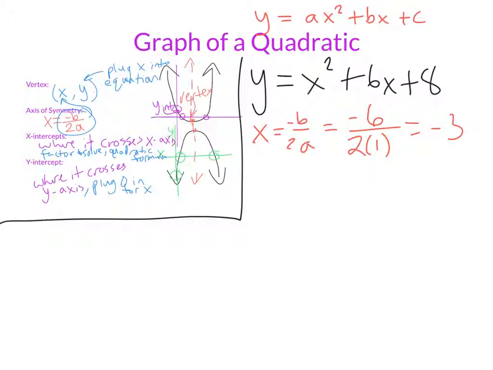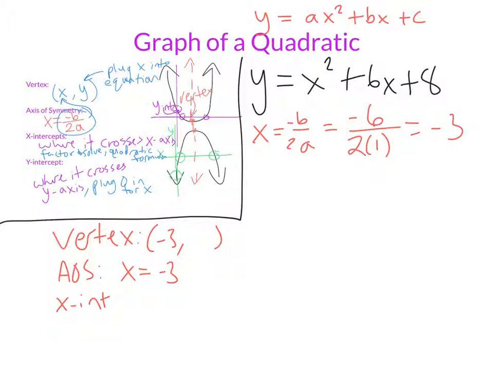So vertex, actually, why don't we do this? We'll put it all over here. Vertex, that is negative 3, comma, I don't know. Axis of symmetry is x equals negative 3. So I get like a 2 for 1. Then we've got our x-intercepts and our y-intercepts.